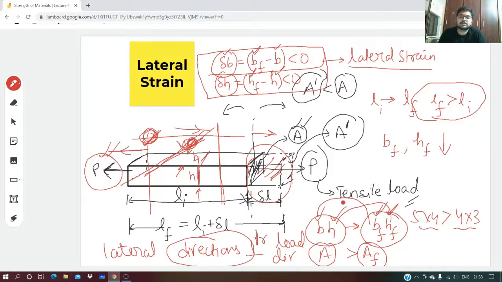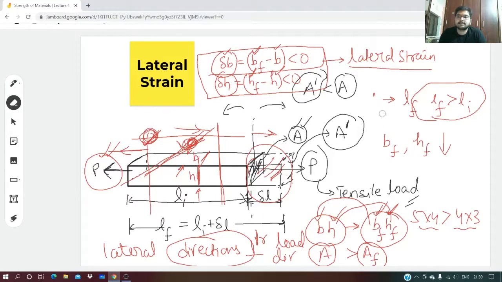Why am I saying with respect to length? Because load is being applied in the length direction. That's why breadth and height are in lateral directions for that particular bar. And when they are in lateral directions, any strain that is introduced in breadth and height will become lateral strains. How will you calculate this lateral strain?